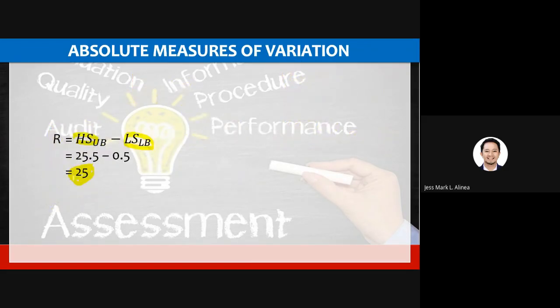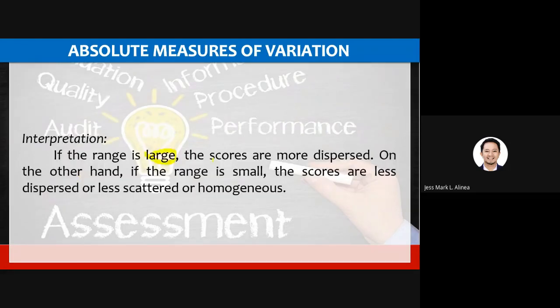Paano natin ito ini-interpret? So, pag ang range ay malaki ang value, ang scores, ibig sabihin, ay masyadong disperse. Masyadong hiwa-hiwalay. Kung nagpa-exam ka ng 1 to 10, ang highest mo ay 10, ang lowest mo ay 9, ibig sabihin, hindi masyadong hiwa-hiwalay ang data. Kasi pag kinumpit mo si range, that's 10 minus 9, it's equal to 1. On the other hand, if the range is small, the scores are less dispersed or less scattered or homogeneous.